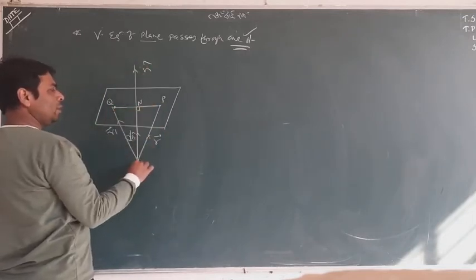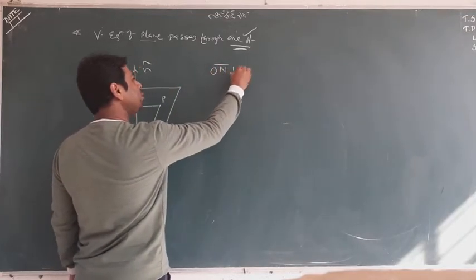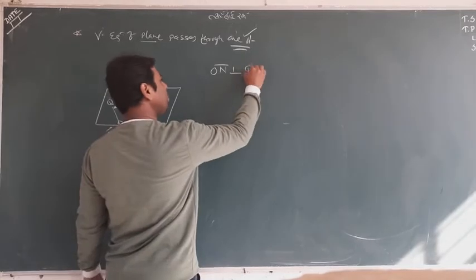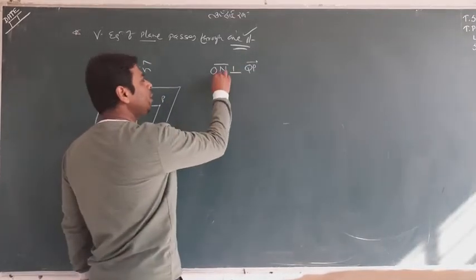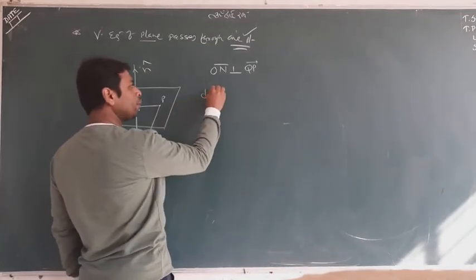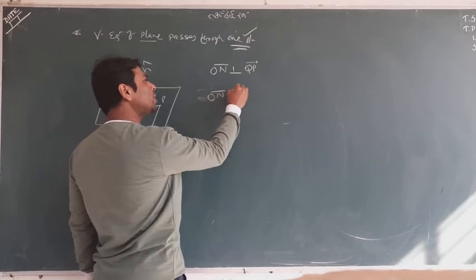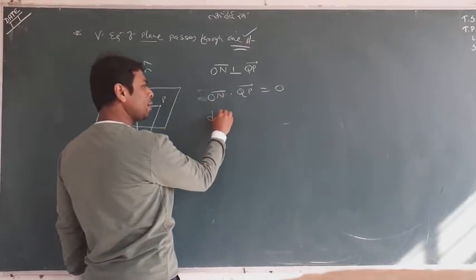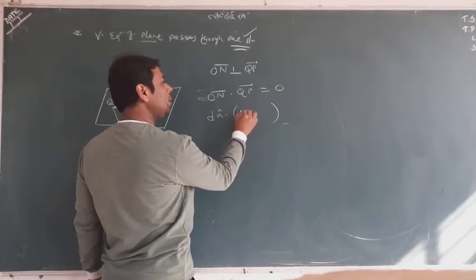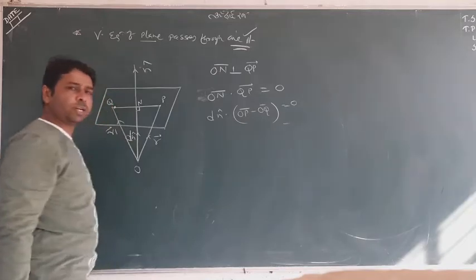Can you see? This is ON perpendicular to QP. That is very simple. You can see it in the picture. ON is perpendicular to QP. ON meaning d n cap. When two vectors are perpendicular, their dot product is equal to 0. You know it. Now ON meaning d n cap, and QP meaning position vector of P minus position vector of Q, as I taught you already.